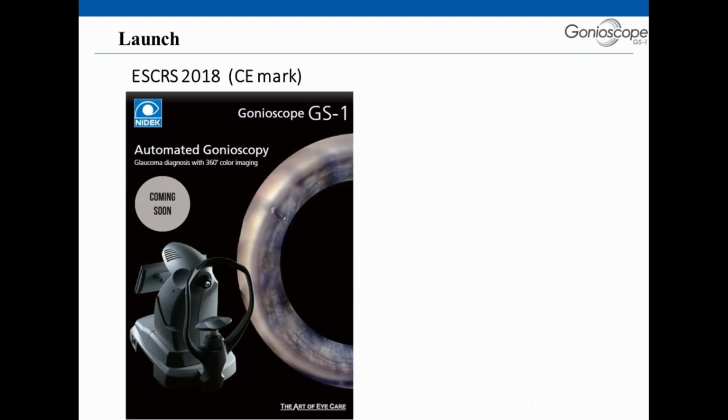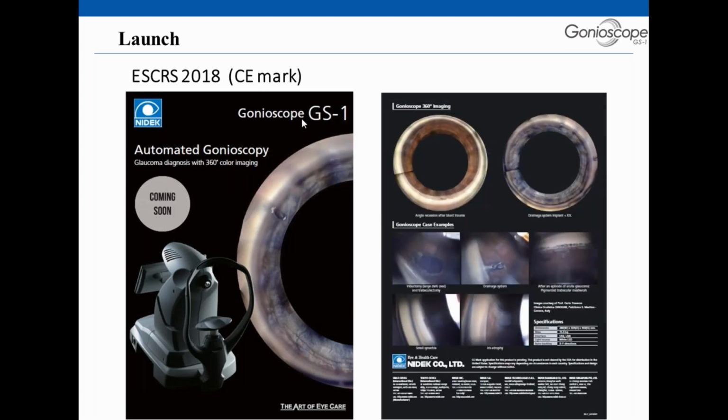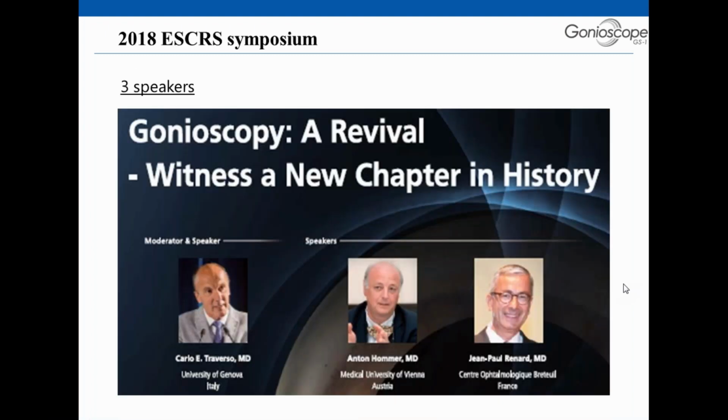The launch of the Gonioscope is at ESCRS. This is a leaflet we provided earlier. And for the ESCRS Symposium, we have 3 speakers: Professor Traverso from Italy, Dr. Homa from Austria, and Professor Renato from France.